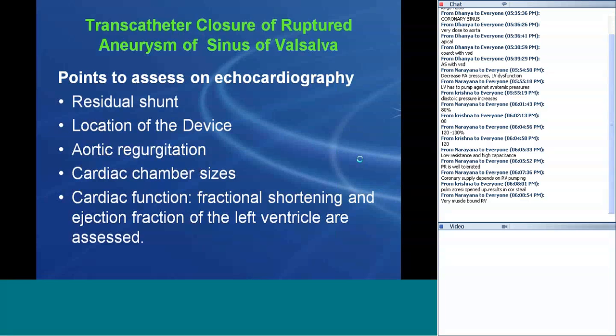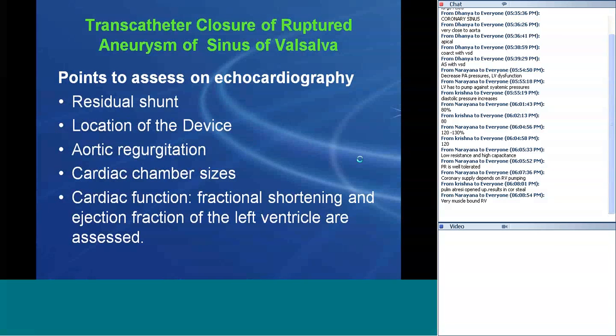Okay, transcatheter closure of ruptured aneurysm of sinus of Valsalva. Before I go on to the post-interventional assessment of these cases, people should be very clear about which ruptured sinus of Valsalva should be closed and which should not. Patients who have VSD, ventricular septal defect, or significant aortic regurgitation should not be closed in the cath lab. They should be straight away sent to the surgeons.